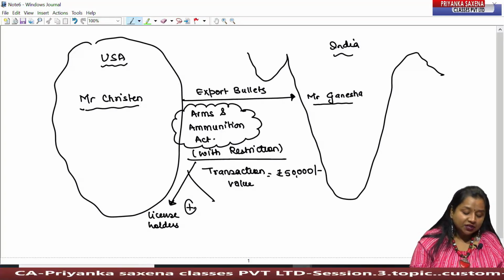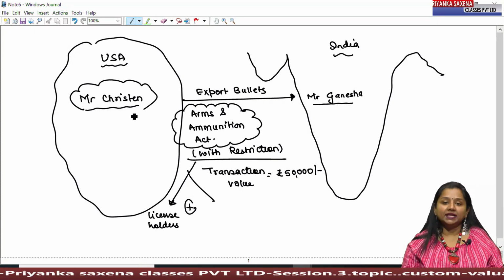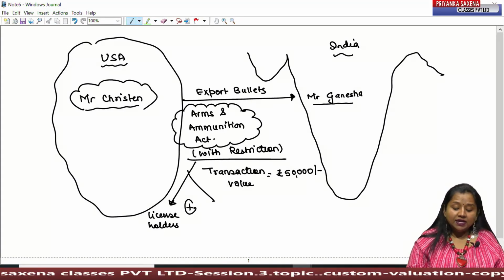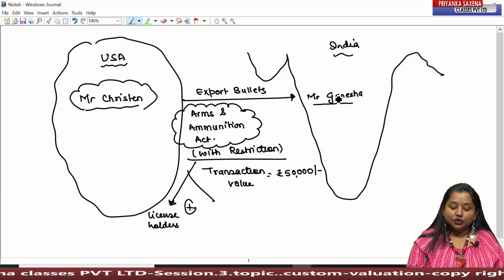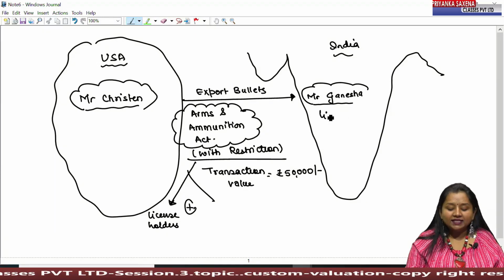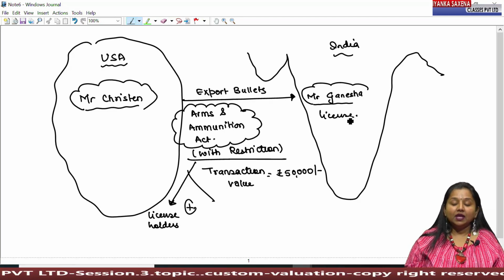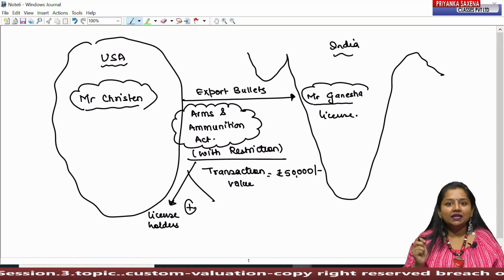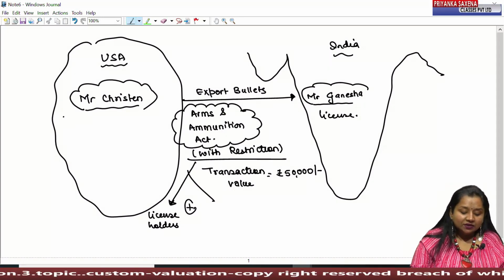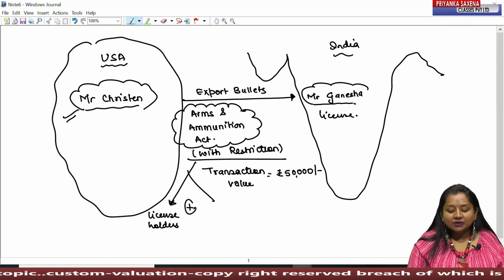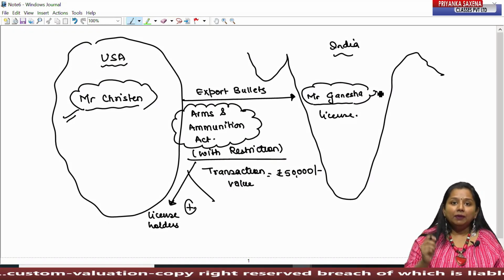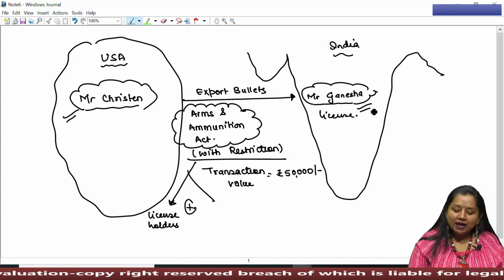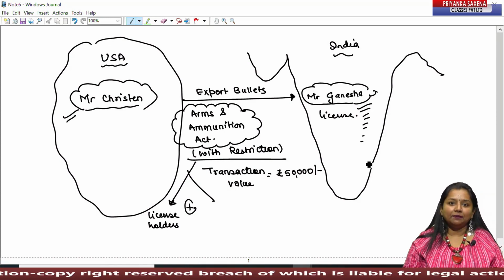For example, Mr. Christine, located in the US, is our biggest supplier of arms and weapons. Now, he supplies bullets to Mr. Ganesha, a license holder in India. And Mr. Ganesha is purchasing 100 bullets to be used in a gun. Now, Mr. Christine shall ask Mr. Ganesha to maintain a track record of the bullets being used by Mr. Ganesha over a period of time.